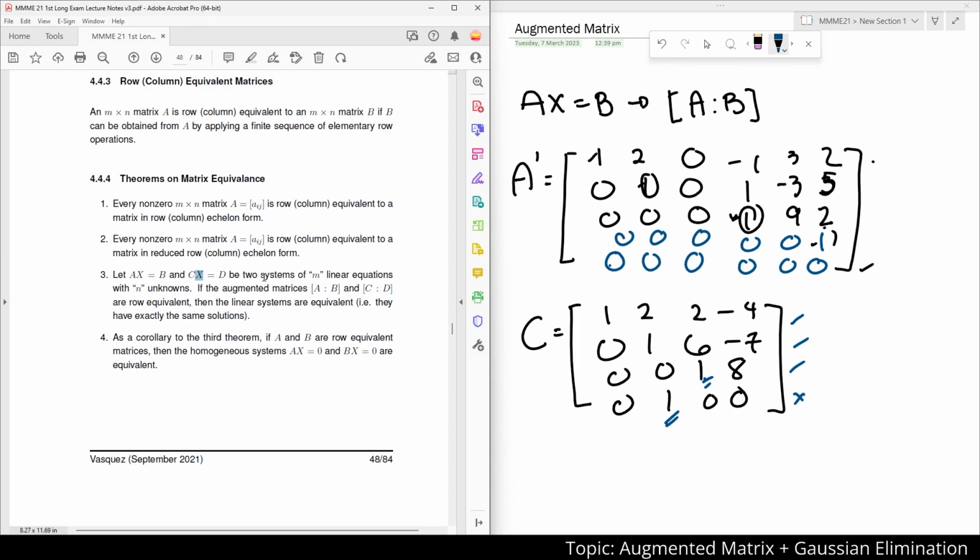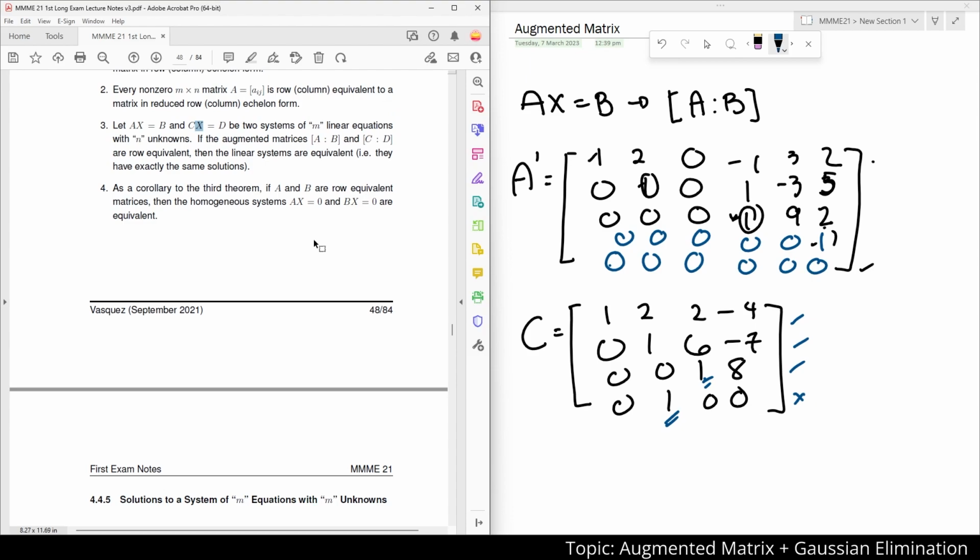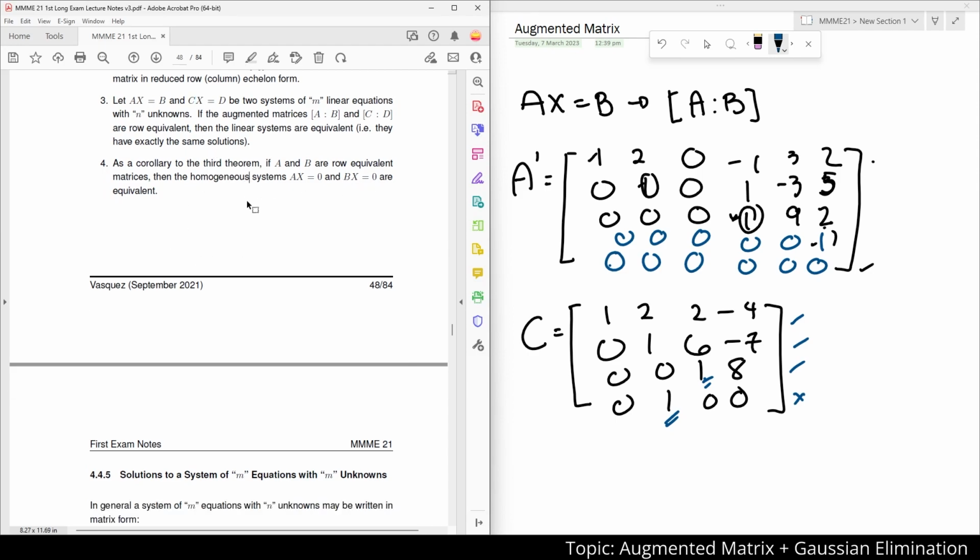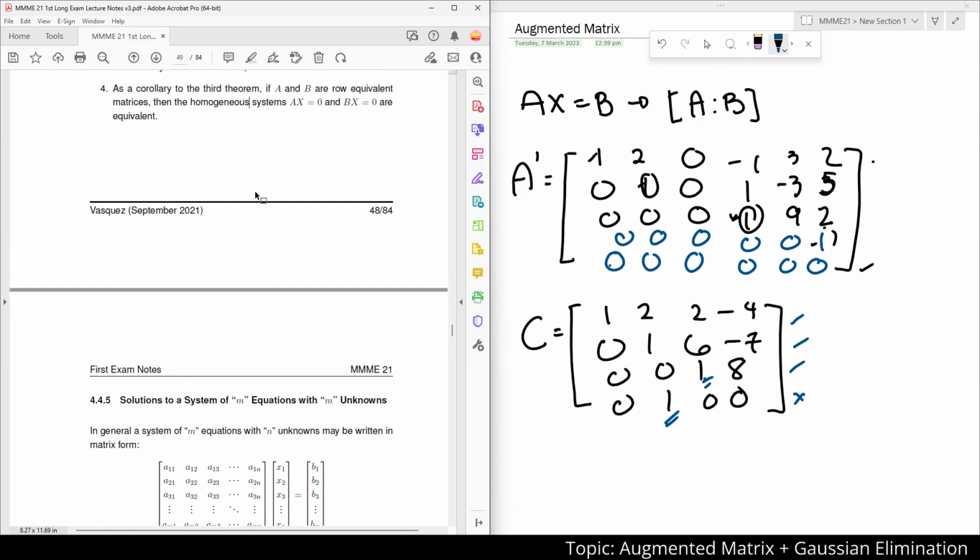And gagamitin natin yung property na yan because what we'll do is we'll transform yung matrix natin na original or yung original nating augmented matrix or original nating systems of equations to something simpler. Something na row echelon form siya or reduced row echelon form siya. And as a corollary to the last theorem, if A and B are row equivalent matrices, then the homogeneous system AX equals 0 and BX equals 0 are equivalent. Okay?